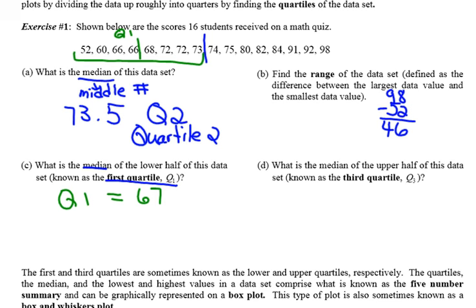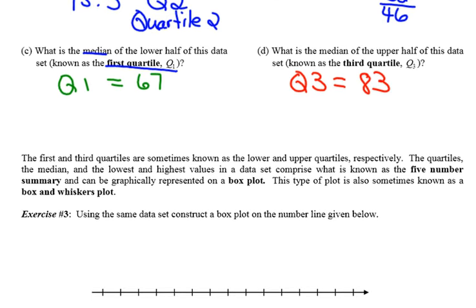I'm going to do the same thing up top. I'm going to take a look at this data, and I'm going to find the median of that, and it's called quartile 3. So quartile 3 is going to be 83. And again, we did this last year. All right, so this is quartile 2, or the median, and then you find the median of the lower half and the median of the upper half.